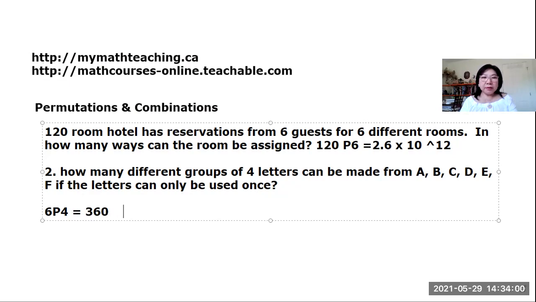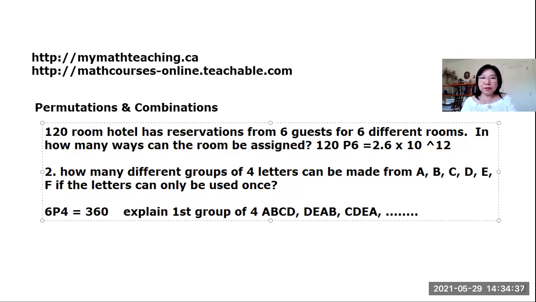Now, let me explain it. The first group of 4 might be A, B, C, D. That's the first choice you have. Then the second choice, you will have D, E, A, B. And then the third choice, you might have C, D, E, A. And so on, of course. So now you understand that.